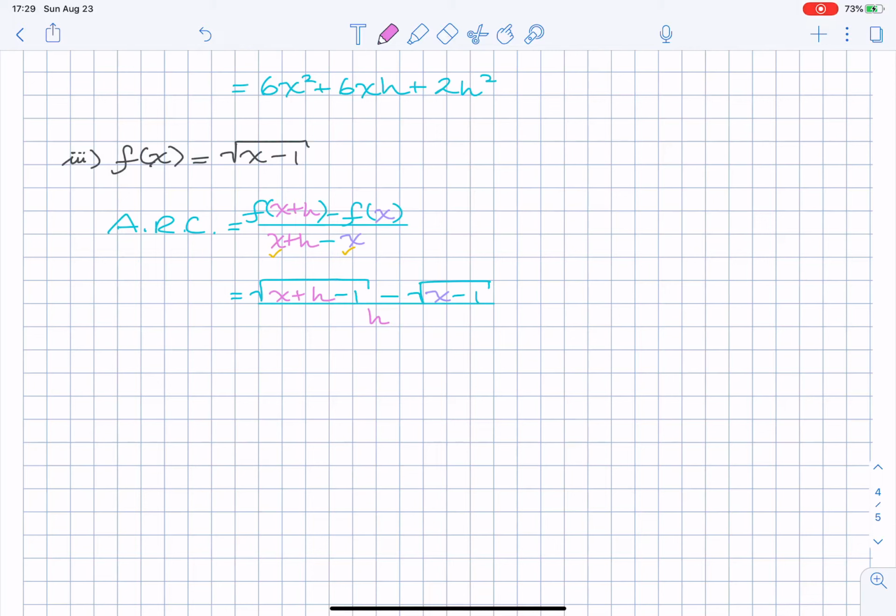So what I'm going to do is rationalize the numerator, meaning I'm going to multiply by the conjugate of the numerator, top and bottom. So I'll multiply by root x plus h minus 1 plus the square root of x minus 1. So what that's going to do is force the difference of squares. So remember, I can't change anything, so I need to multiply by 1. So whatever I do in the numerator, I do in the denominator. So now let's distribute.